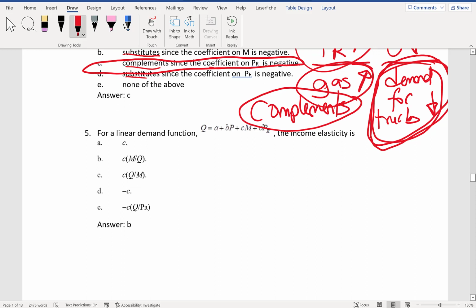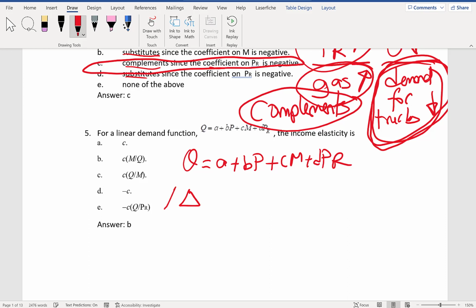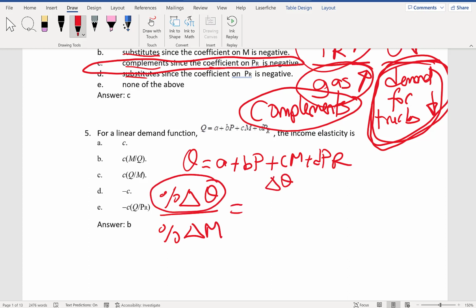Number 5. In this question, for the linear demand function, I'm going to write this down again: Q equals A plus BP plus CM plus DPR. Income elasticity is the percent change in quantity as a response to the percent change in income. The percent change in quantity is the change in quantity, final minus initial, divided by initial quantity. The percent change in income is the change in income divided by the initial income level.